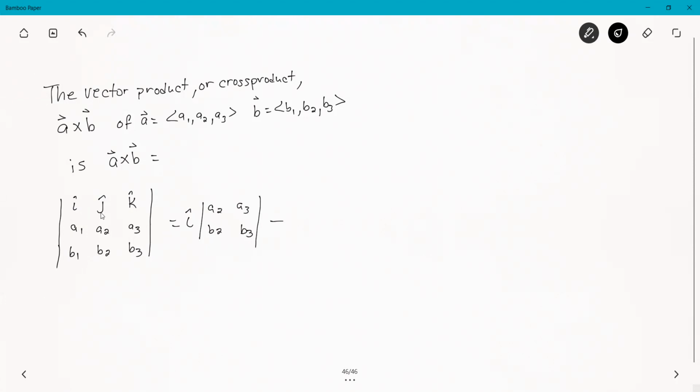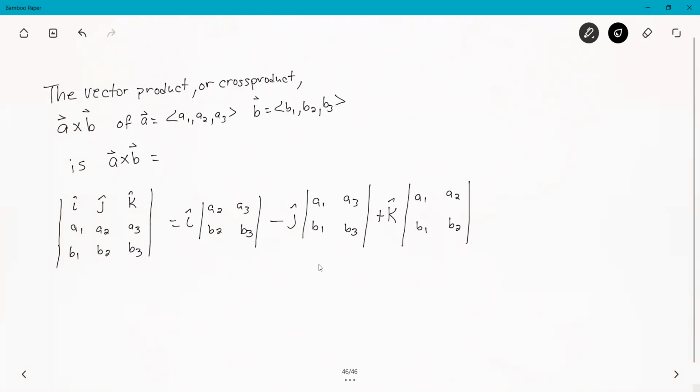And then minus, remember the second column is always minus, J hat, A sub 1, B sub 1, A sub 3, B sub 3. And then plus K hat, and that's our A sub 1, B sub 1, A sub 2, B sub 2. Okay? So that is our notation for this.